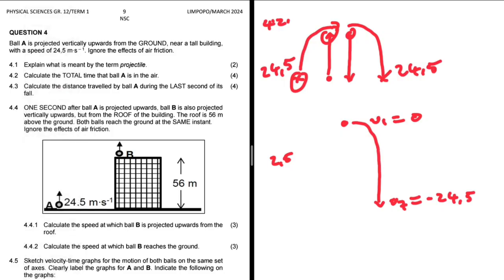I'm trying to write here, but something's going wrong. Okay, there we go. It takes 2.5 seconds.